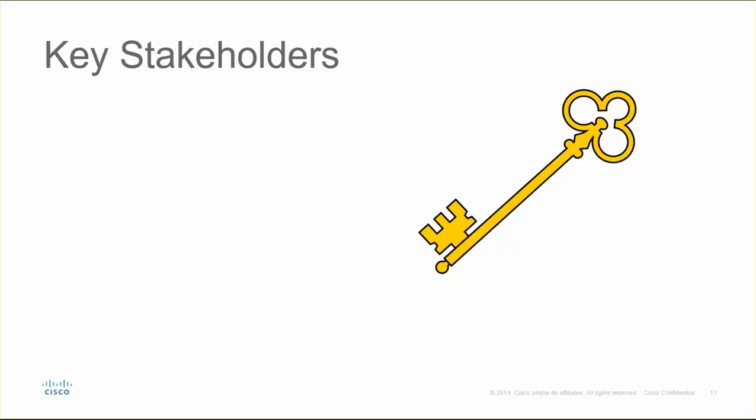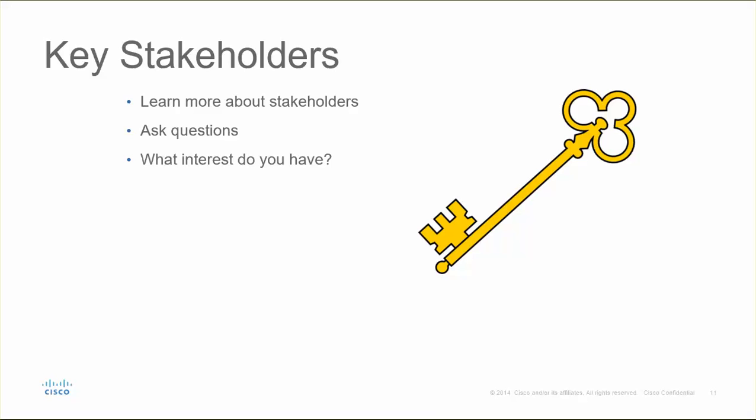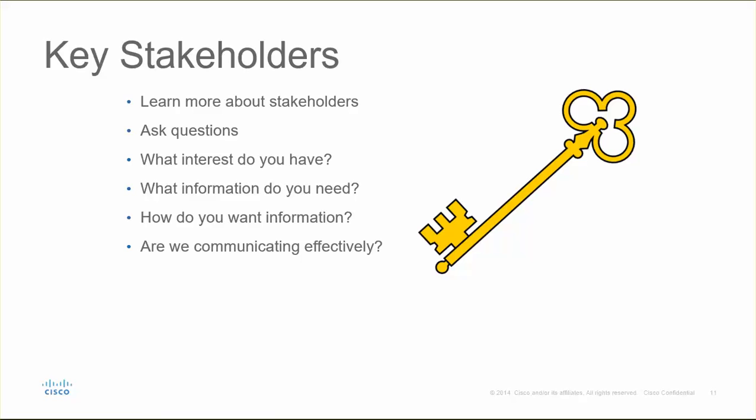Now that you know who your stakeholders are, you need to know more about them so you can engage and communicate better with them. A good way to do this is to talk to them and ask questions that help you understand their needs and expectations. Ask questions along these lines. What interests do you have in this project? What information do you need to receive and how do you want to receive it? Then ask yourself, are we communicating effectively with our stakeholders? What can we do to get more from our supporters or win over our critics?